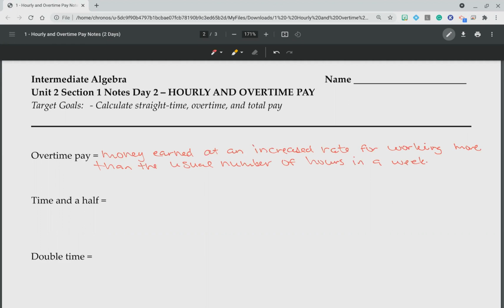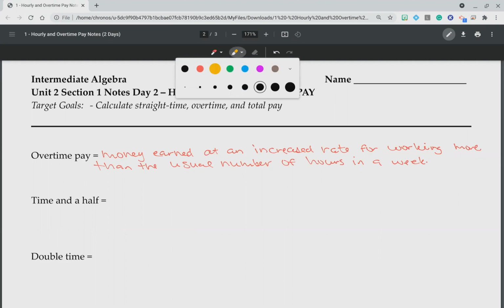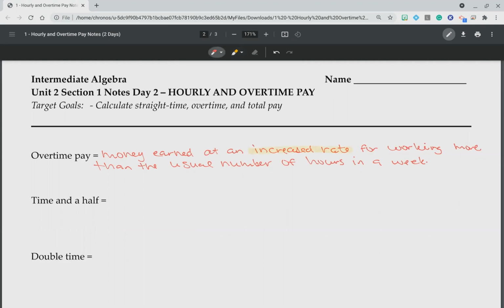So typically, let's say you work 40 hours a week and you get straight time pay for that. So that would be 8 hours a day for 5 days a week. That's 40 hours of pay. If you work more than 40 hours, instead of making your usual hourly rate, you may make what's called time and a half or double time. So this is an increased rate. You're getting paid more than your regular hourly rate because you're working overtime.